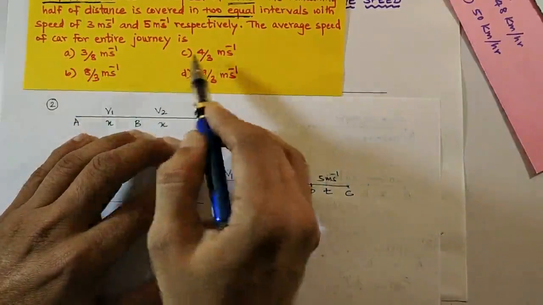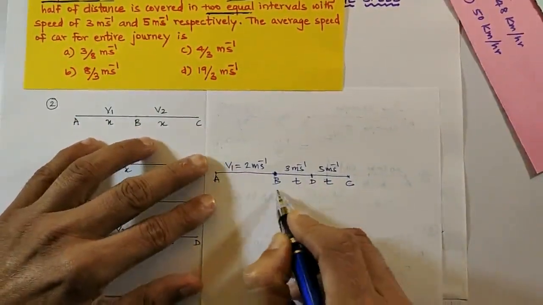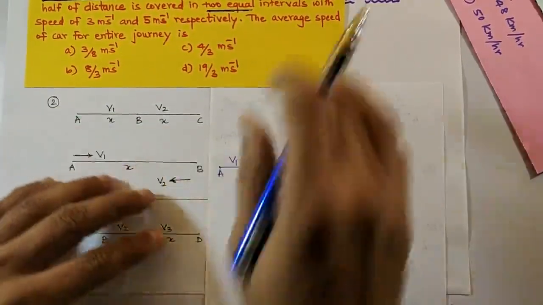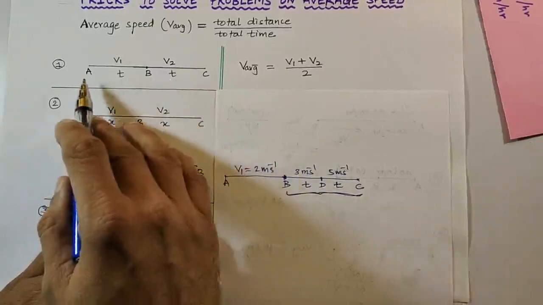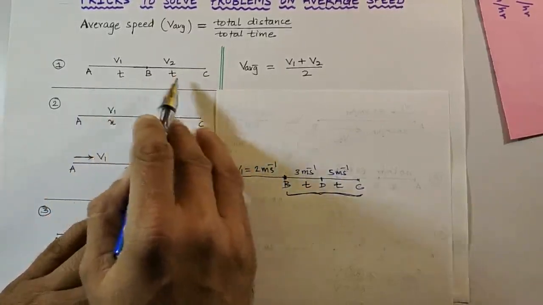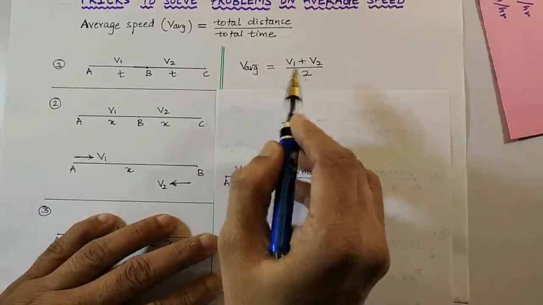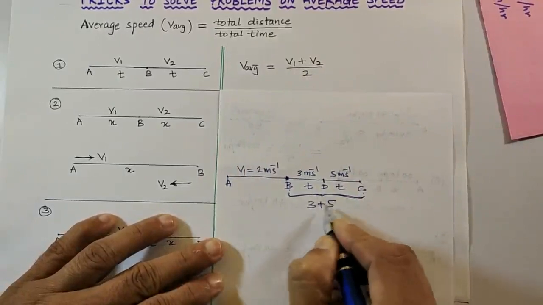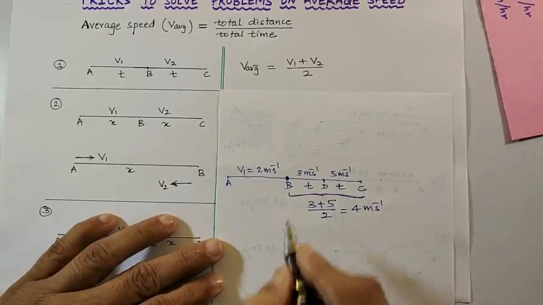So if you take options. Now in this case, first you are required to solve this, that is from B to C. So if you take B to C, here time intervals are same. Means first case, if body covers distance in 2 equal time intervals, then average speed is V1 plus V2 by 2. So for B to C, average speed will be 3 plus 5 by 2, that is 8 by 2, which is 4 meters per second.